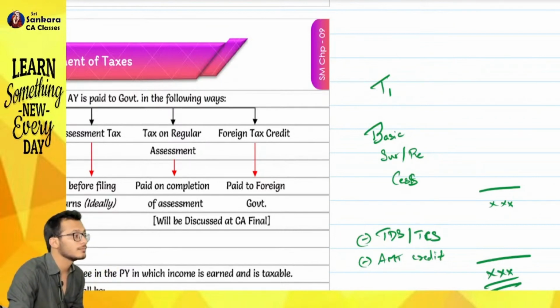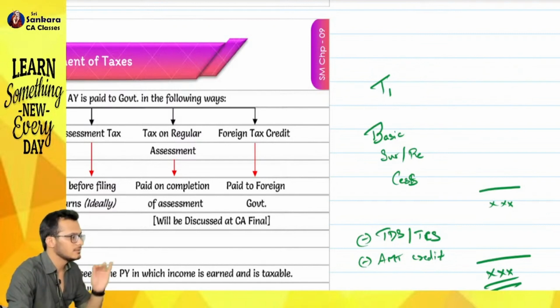If not, no advance tax. Clear, not clear? Clear? Yes. This is what the provisions are saying. Any doubts? No. This is what is called advance tax.